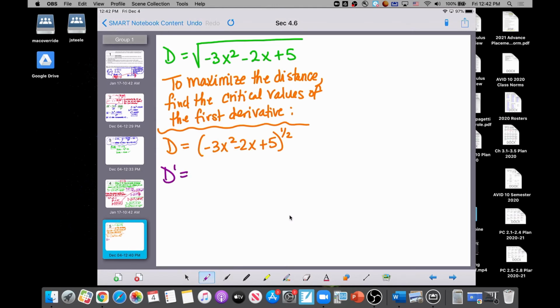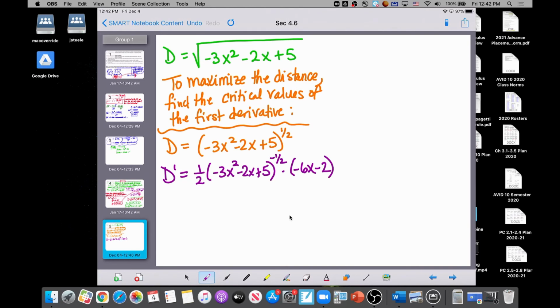So d prime is going to be 1/2, and then you take the derivative of the outer at the inner. So everything inside stays the same. This changes to negative 1/2, but then I have to multiply times the derivative of the function inside. Derivative of negative 3x squared is negative 6x. Derivative of negative 2x is negative 2, and derivative of 5 is 0. Okay. So there's my derivative.